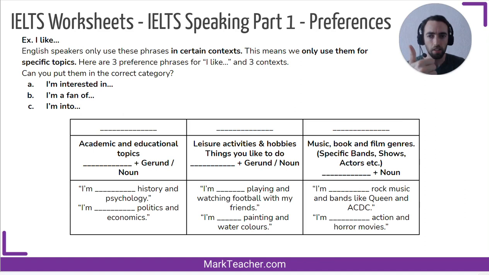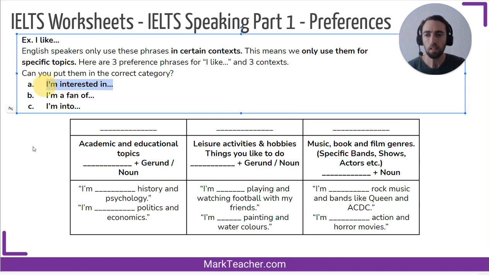The 3 phrases for I like are: I'm interested in. Native speakers will often take the final consonant and connect it to the next vowel in the next word. The consonant is M. The next vowel is I, pronounced I. Together it's I'm minterested. M and I, mi. I'm interested in.